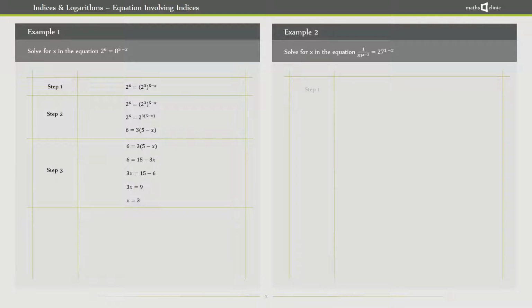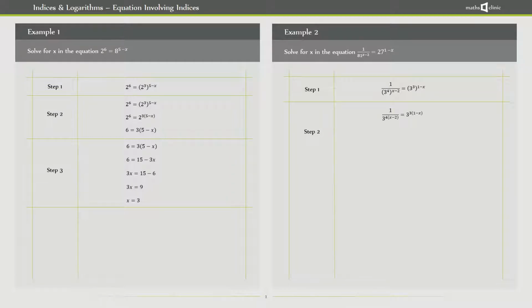Like I said, if you're working with indices, the first thing you need to go for is a common base number. At the moment we have 81 and 27. The common base number there would be 3, because we know that 81 is 3 to the power of 4 and 27 is 3 to the power of 3. So we can write this as (1 over 3^4)^(x-2) equals (3^3)^(1-x). So we have our common base number. The next thing we want to do is simplify this using the laws of indices.